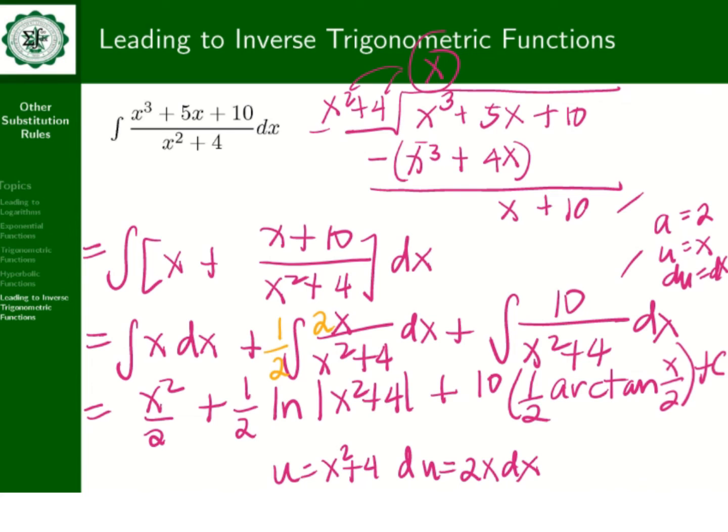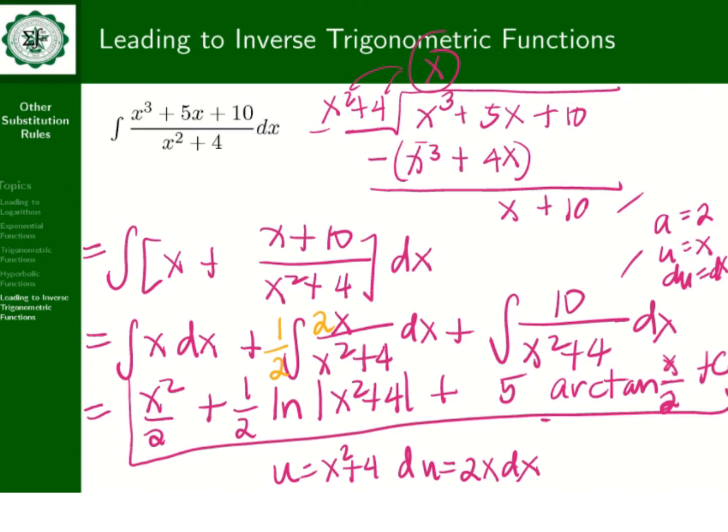plus c. So let us just simplify. We have 10 times 1/2, so that gives us 5. So we have 5 arctan of x over 2. So the final answer is x squared over 2 plus 1/2 ln of the absolute value of x squared plus 4 plus 5 arctangent of x over 2 plus c.